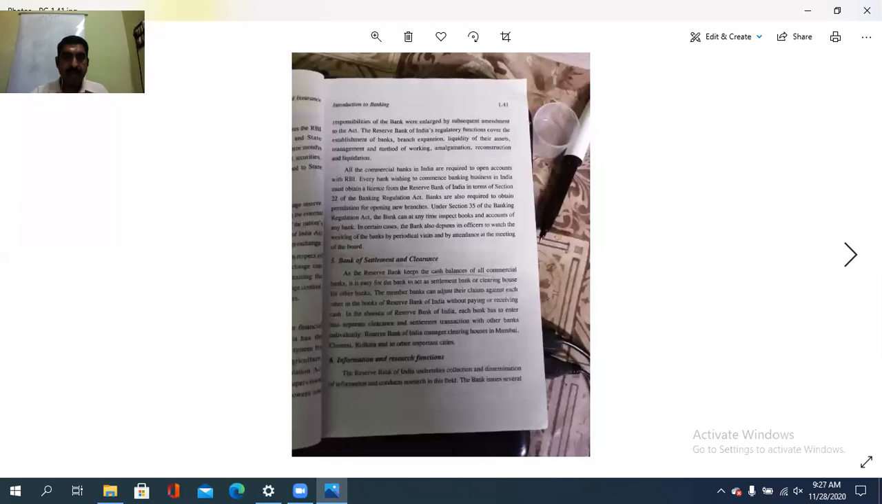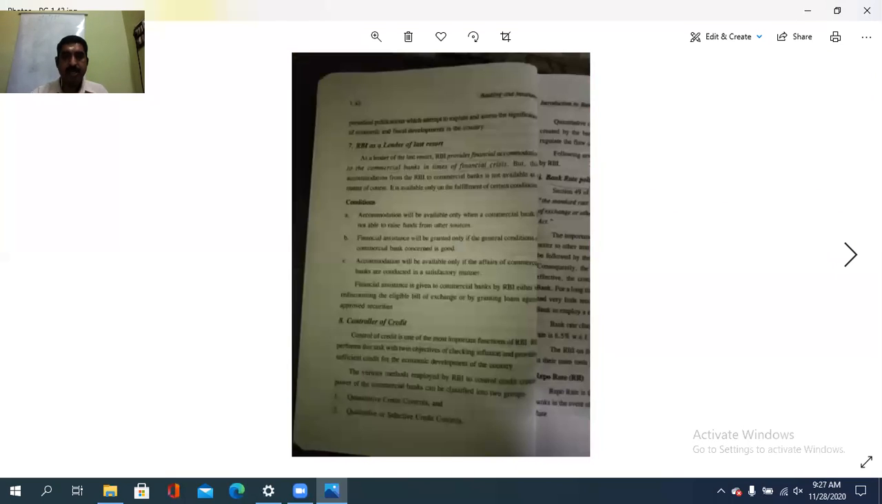settlement and clearance, information and research function, then controller of credit and RBI as a lender of last resort. These are the functions with regard to the Reserve Bank. And the final thing is the quantitative and qualitative credit control measures.